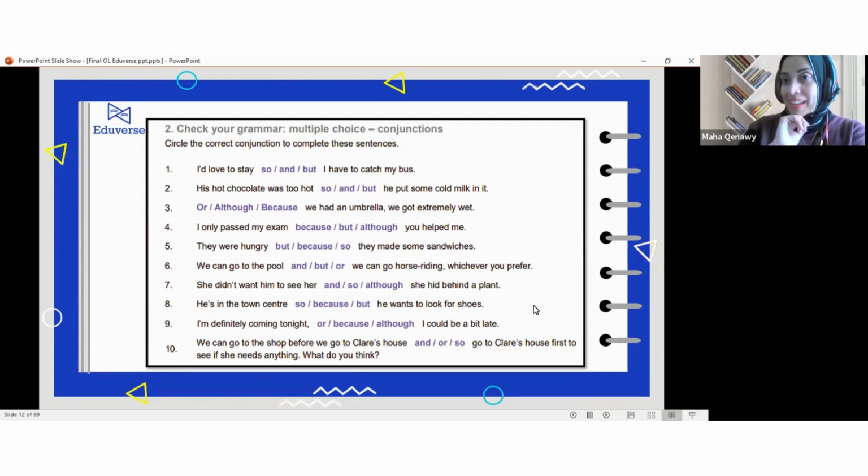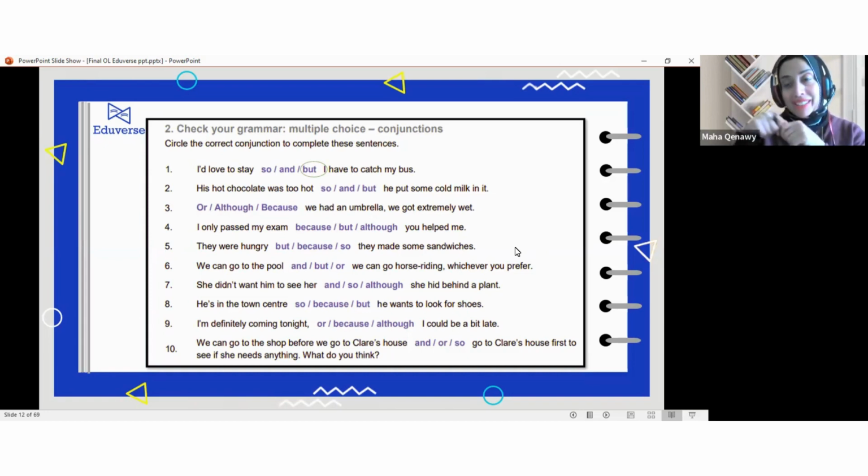I'd love to stay. Yeah. Do these two statements or sentences contradict each other? Yes, they contradict each other. I'd like to stay, but in the same way, I have no time. So they contradict each other. Yeah, but I have to catch my bus. Sorry, I have to go now. I'd like to stay, but yes, so this is a relationship of contradiction. They disagree with each other. That's right. His hot chocolate was too hot. He put some cold milk in it.